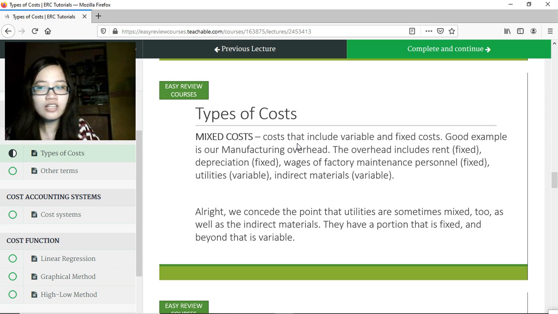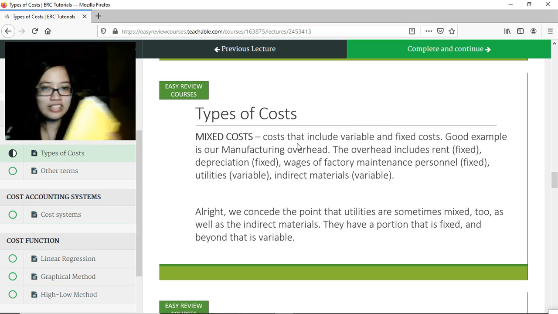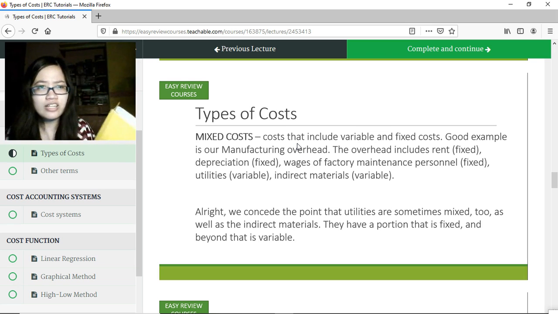Alright? And then, yung indirect materials, pwede rin siya maging variable. Okay? So, in essence, for example, eto na lang, kunwari yung yarn lang. Okay? So, indirect materials siya kasi hindi naman siya very significant part of the final product, kaya kinoconsider siya as indirect. Pero syempre, pagdami rin ng production, sa pagdami din ng kailangan mo na yarn. Okay? So, in a way, variable cost pa din siya. Okay? So, mixed cost in such that merong part na fixed and then merong part na variable. Okay? We can see the point that utilities are sometimes mixed too, as well as the indirect materials.